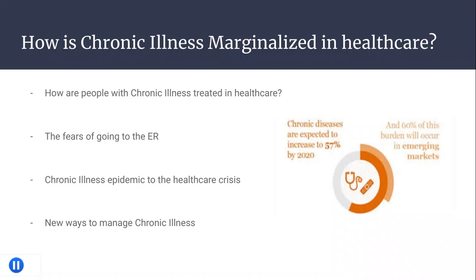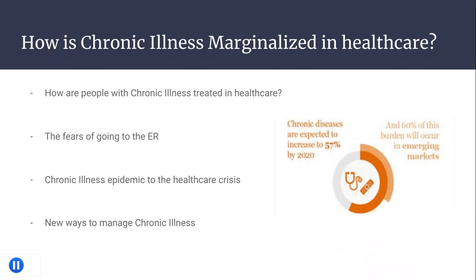So on the side here, chronic disease is expected to increase to 57% by 2020, and that is true, and that goes into the chronic illness epidemic and the healthcare crisis. That is a very big thing that is happening currently. A small passage from an article that I had found says that currently some 50% of the U.S. population has a chronic disease, creating an epidemic, and 86% of healthcare costs are attributable to chronic conditions.